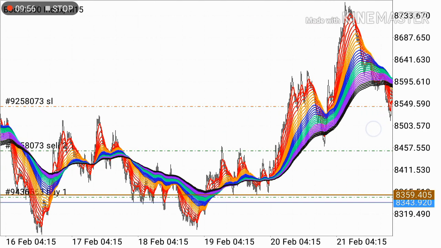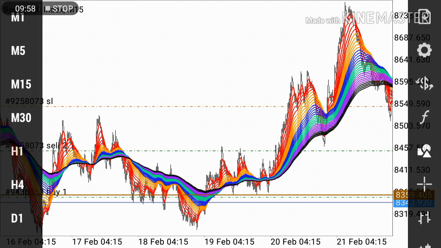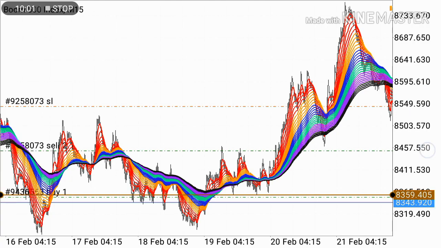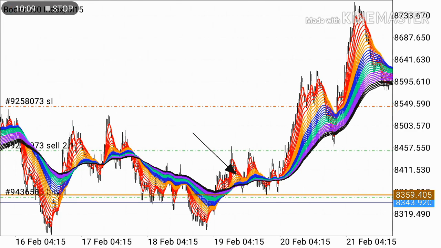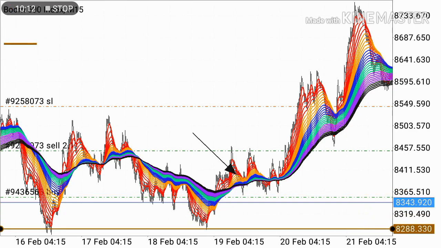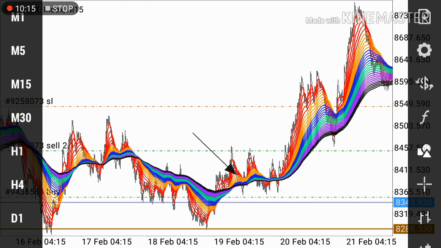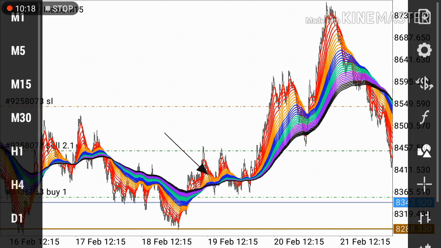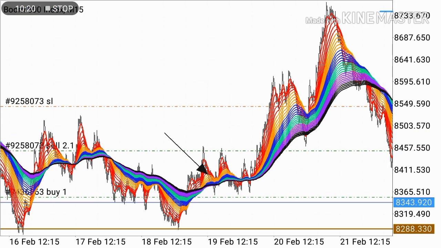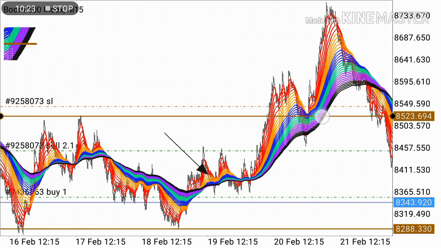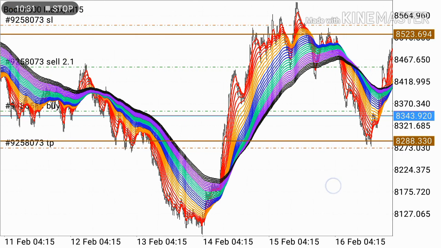Let me show you one more example of a buy trade. Look here, buy trade crossing, your SL here, and your take profit will be here. Draw support and resistance here, and move as the market moves. Look here, very awesome.